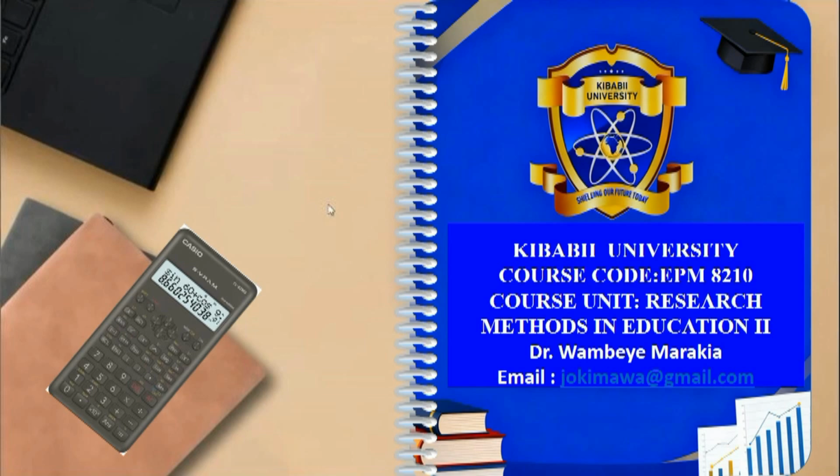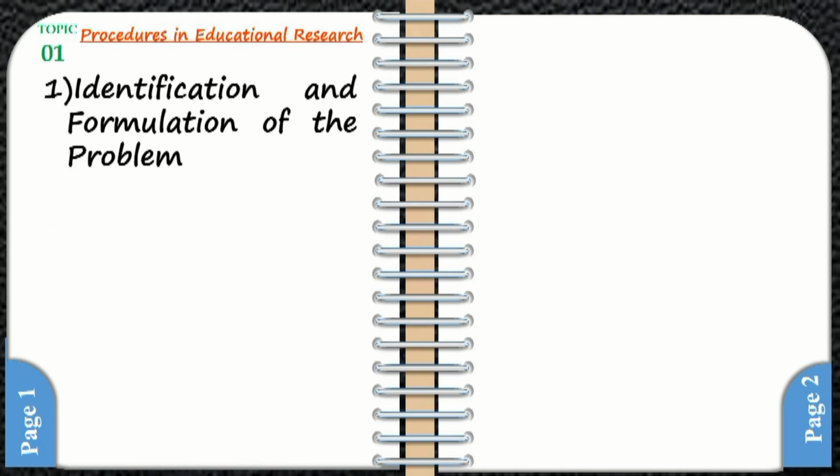Today, I want us to move to the procedures of educational research. These are steps that are followed in a sequential manner. Research that we are doing in education follows a given sequence or a given procedure. And this procedure is also conceptualized as a research cycle. The first thing in the research cycle, one, is identification and formulation of the problem.